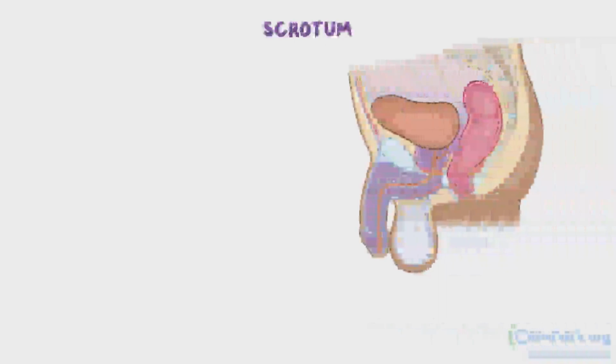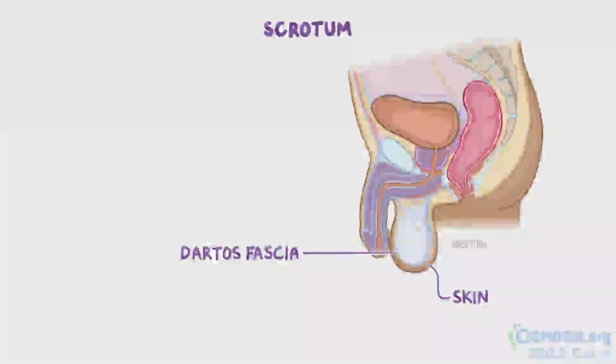Now, let's make our way down to the scrotum, which is made up of 2 main layers, the skin and the dartos fascia. The dartos fascia is continuous anteriorly with the subcutaneous tissue of the abdomen called the Scarpa fascia, and posteriorly with the subcutaneous tissue of the perineum or Colles fascia.